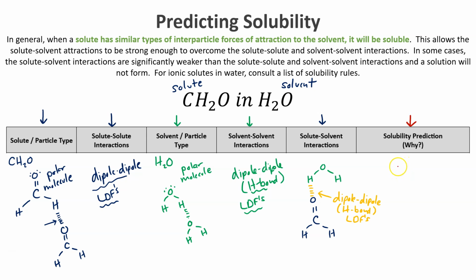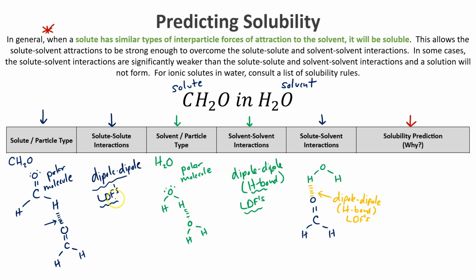The only thing we haven't said yet is how do you actually do that, and what does all this information have to do with that process? For that, we're going to come up to the top of my video screen where I've got a statement written out in green. There's a lot of stuff here, but all we need for this example is that first sentence. Let's read it now. In general, when a solute has similar types of interparticle forces of attraction to the solvent, it will be soluble. What does that mean?